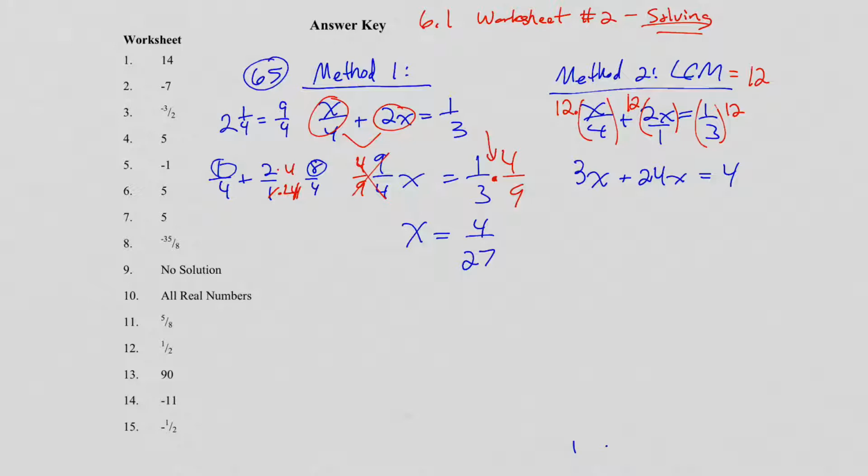And then I add these two up here because they're like terms. And I get, so notice the fractions are totally gone, 27x. And now divide both sides by 27. And as you can see, we get the same exact thing.